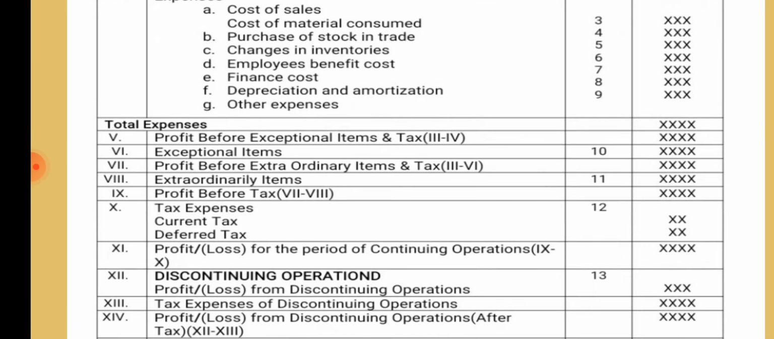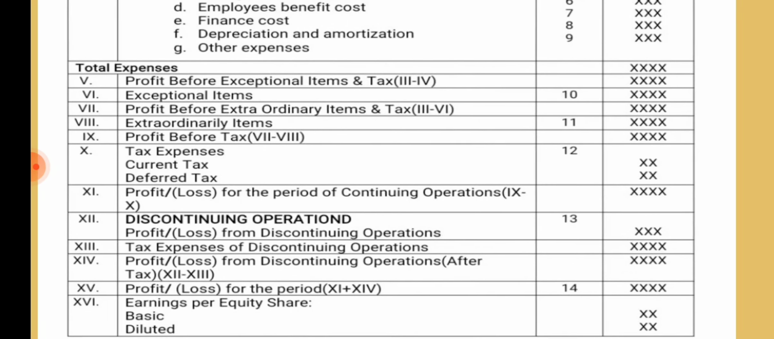Next one is, if the firm has any discontinuing operations, then take the information relating to the discontinuing operations, that is profit or loss from the discontinuing operations, then deduct tax expenses of discontinuing operations, you will get the balance, that is profit or loss from the discontinuing operations after tax.